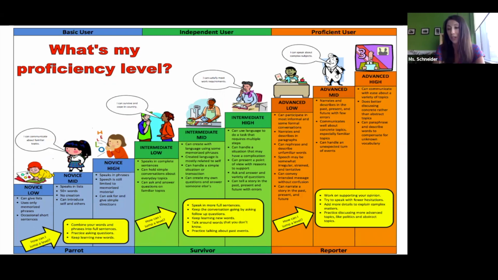I love hearing students speak in a very articulate way about where they are on their language learning journey, and they know what they have to do in order to progress further. Thank you.